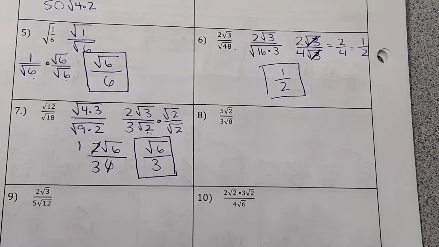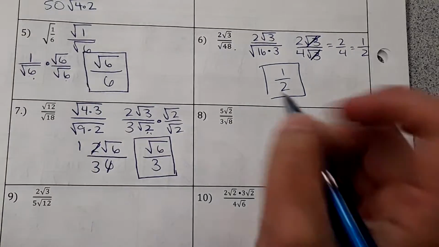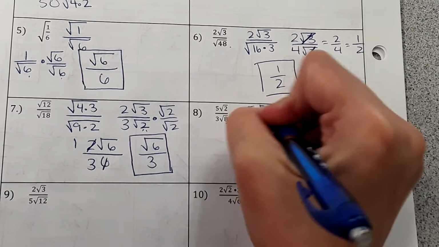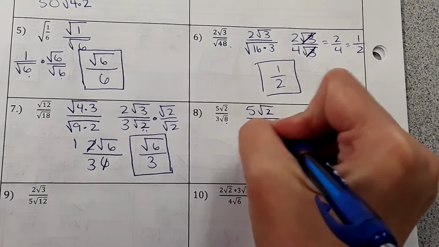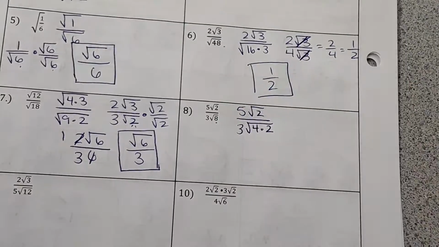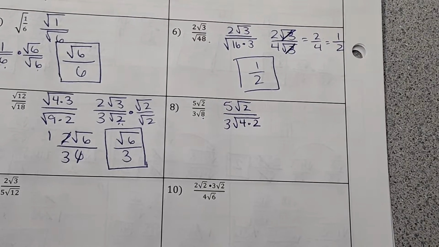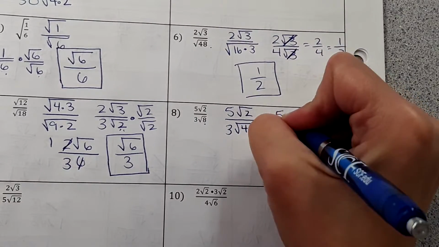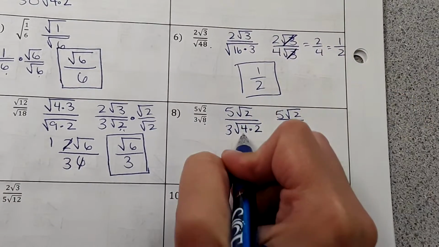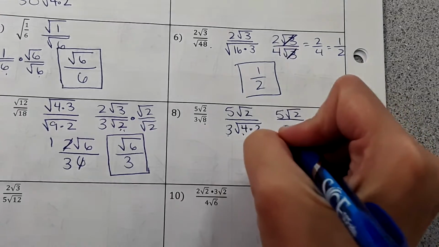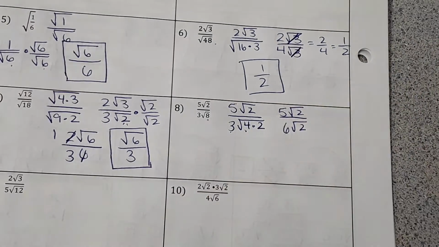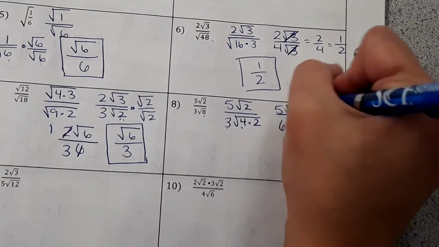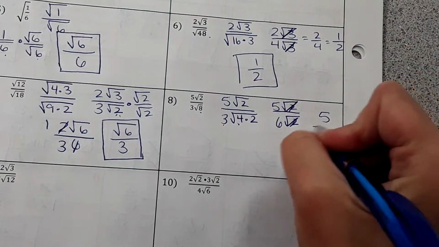Okay. 8. I'm going to break up the square root of 8 at the bottom first. So I get 5 square root of 2, and then 3 square root of 8, I'm going to break it up as 4 times 2. Then 5 square root of 2 over, so 2 times 3 is 6, so I'll get 6 square root of 2. And then these cancel, and we're just left with 5/6.